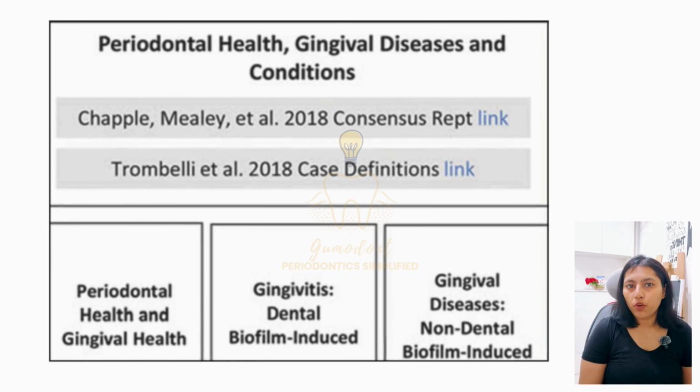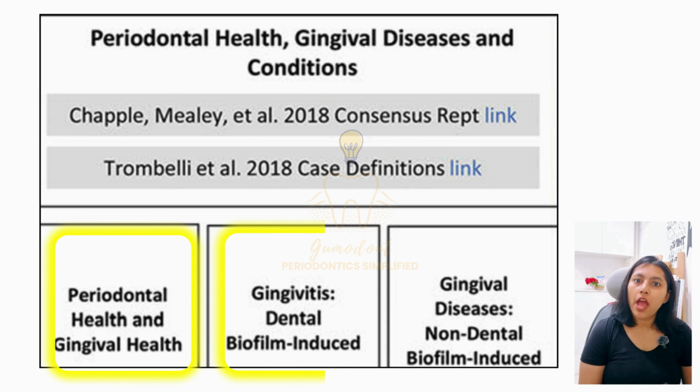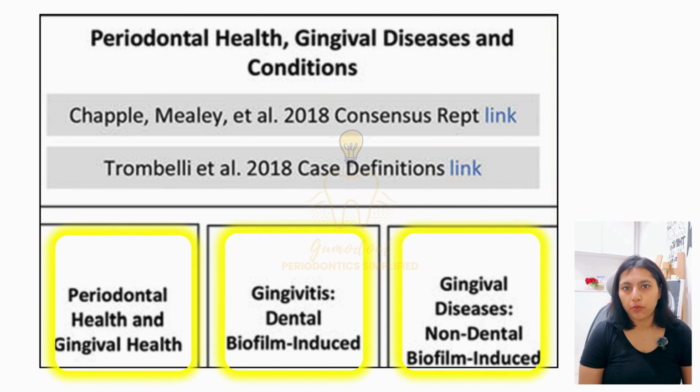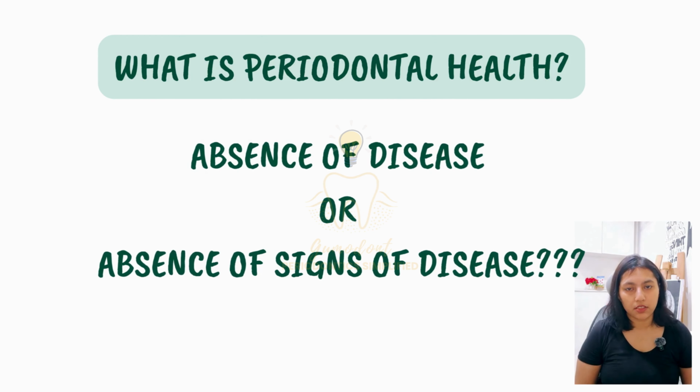So, if we focus on the first category of the 2017 classification, they have broadly divided it into three parts: gingival health, gingival diseases due to dental biofilm, and gingival diseases not induced by dental biofilm. At first glance, this looks very simple, right? But the real understanding comes when you understand what health actually means.